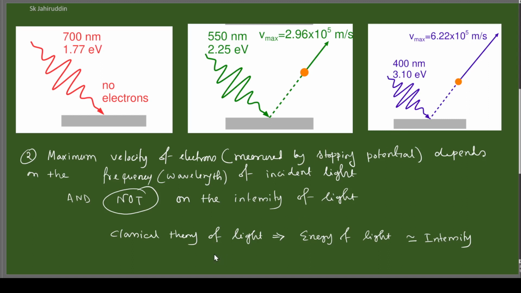That does not go well with the classical theory of light, which predicts that the energy of light should be the same as its intensity. So depending on intensity, the maximum velocity of electrons should have changed. So that is a problem.